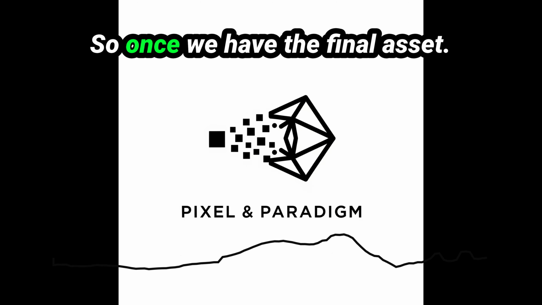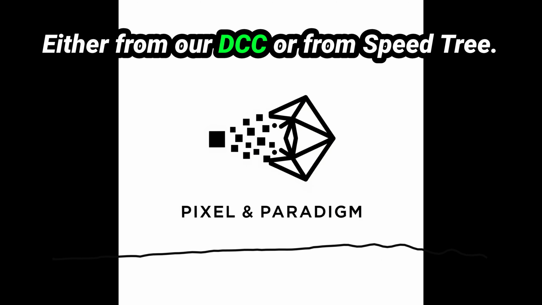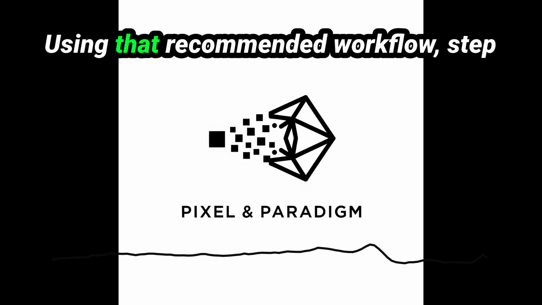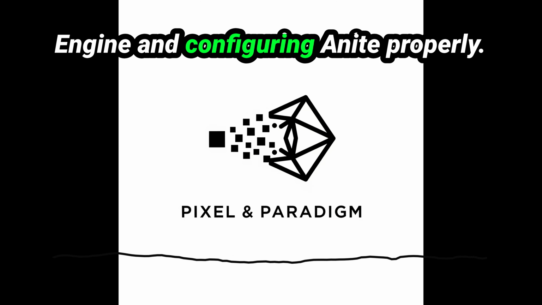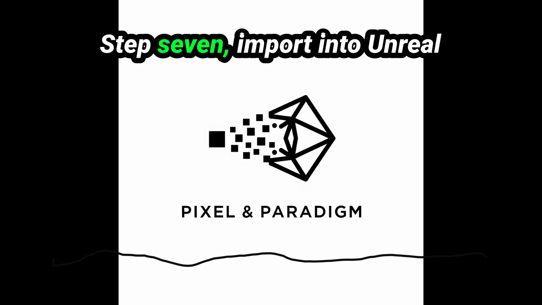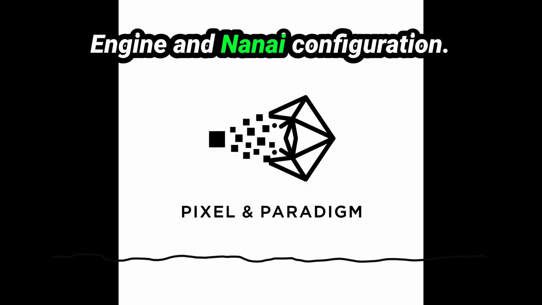Gotcha. So once we have the final asset, either from our DCC or from SpeedTree, using that recommended workflow, step 7 must be importing it into Unreal Engine and configuring Nanite properly. Right. Step 7, import into Unreal Engine and Nanite configuration.